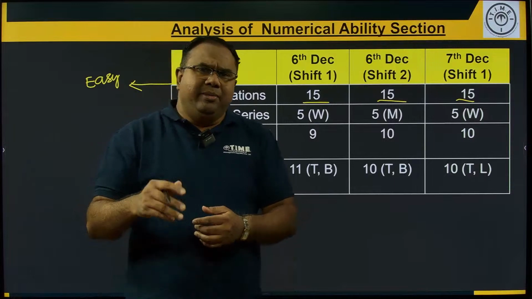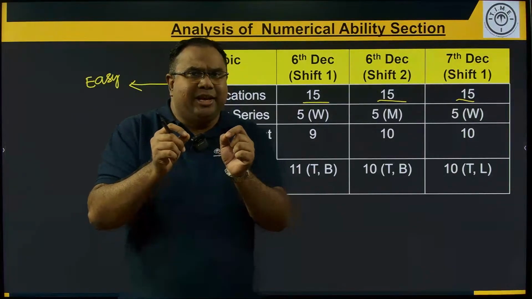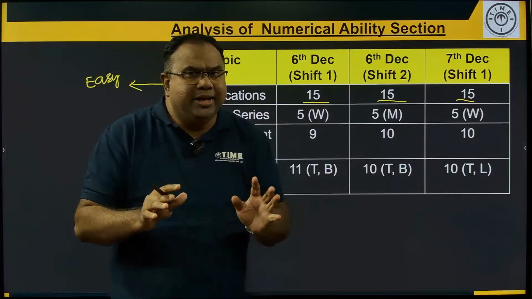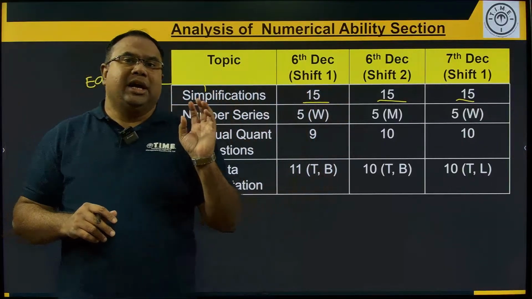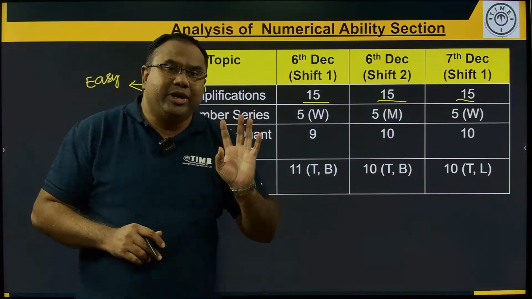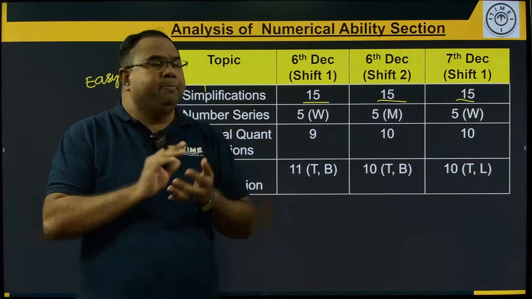Remaining using pen and paper also, there might be 1 or 2 questions which took a little more time, but comfortably students can solve them easily. They can score 13-14 marks out of these 15 questions. They can get 13-14 easily correct. Very, very easy, straightforward questions, right?